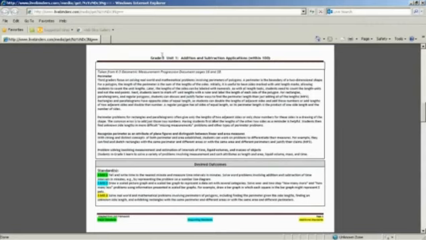So as we look at the unit plan for Grade 3, Unit 1, Addition and Subtraction Applications, I would ask you, where do these learning targets come from? As you can see, we have the standards for this unit listed in the desired outcomes box.